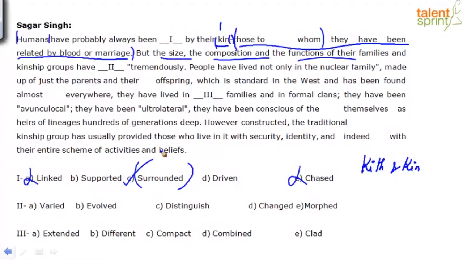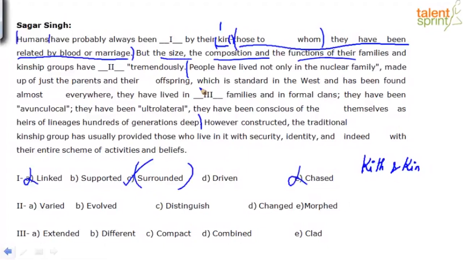They have been avunculocal, they have been ultrolateral, they have been conscious of themselves as heirs of lineages hundreds of generations deep. So for me, this whole context, starting from people, is talking about the variety in which groups have been formed.